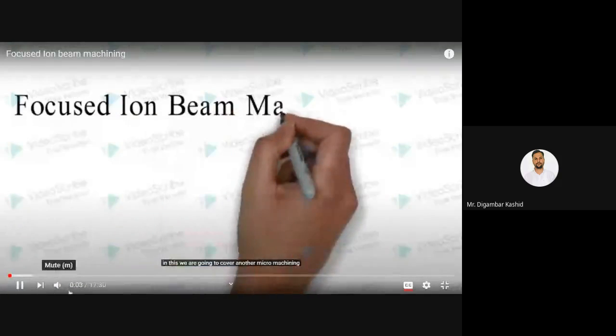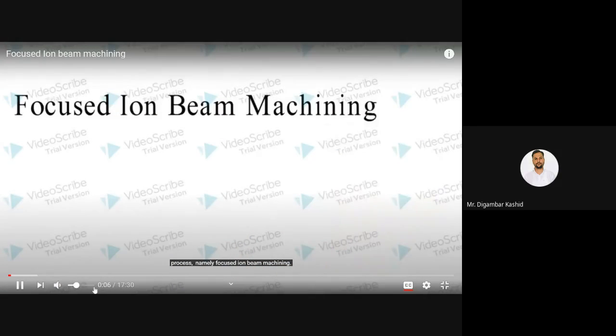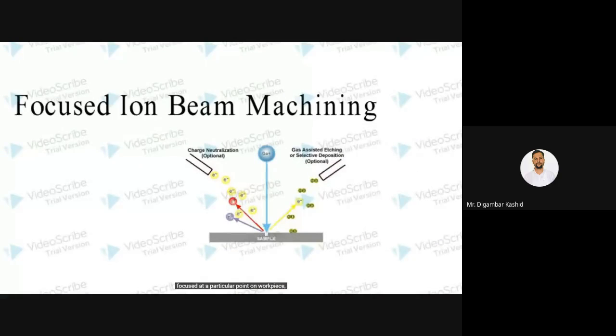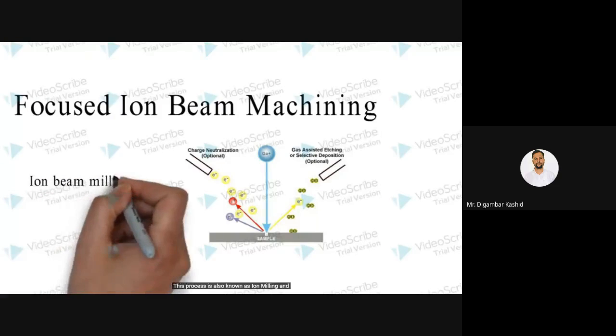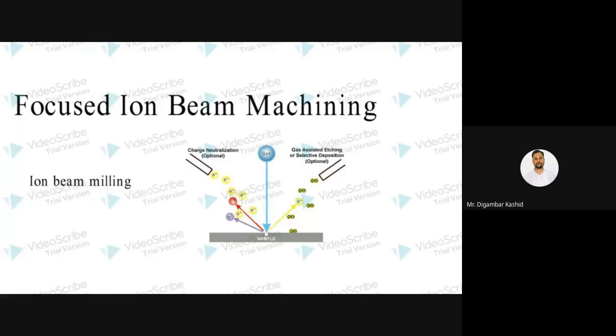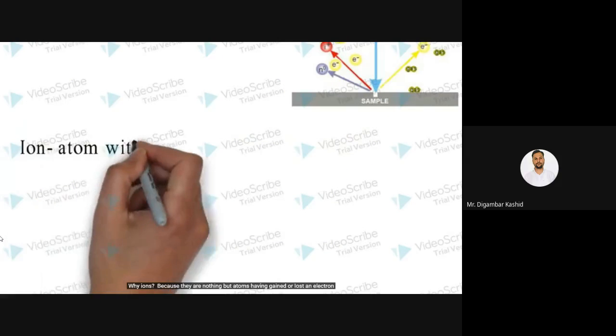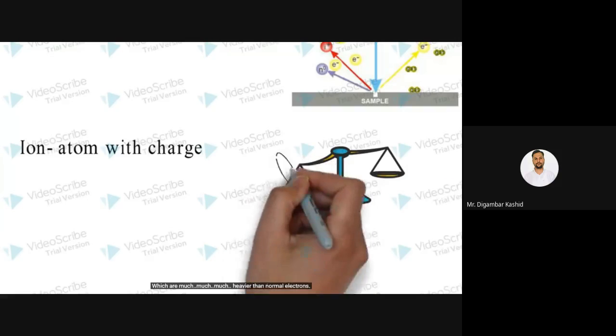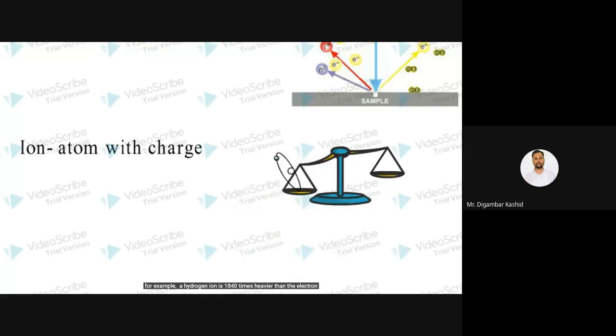In this video, we are going to cover another micro machining process, namely focused ion beam machining. As the name suggests, it uses a beam of ions focused at a particular point on the workpiece from which material is to be removed. This ion beam forces out material from the workpiece. That is, this process is also known as ion milling. And why ions? Because they are nothing but atoms having gained or lost an electron, which are much heavier than your normal electrons. For example, a hydrogen ion is 1840 times heavier than the electron.